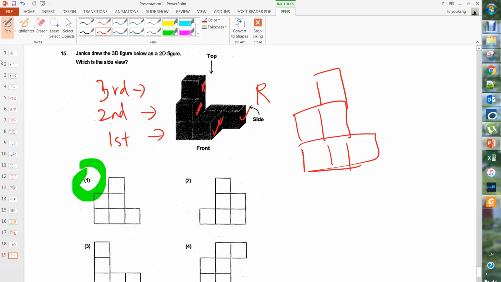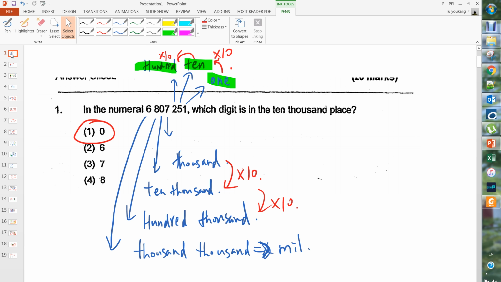So let's do a review of what we have learned today. Okay, so for question 1, what you need to do next time? Write the places for the digits, or you can call this, write the position. Okay, this is the value of the position.